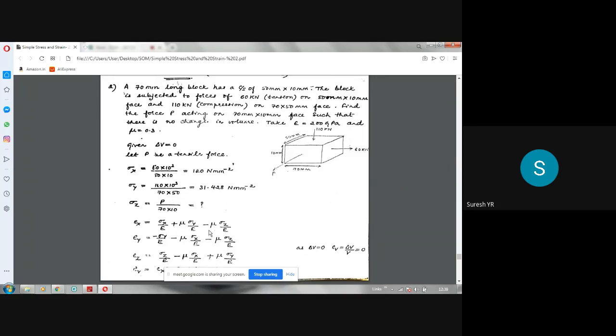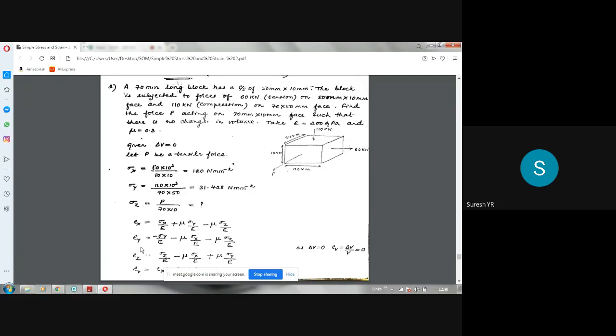Next in z direction we have assumed P as tensile. Therefore a tensile stress will be there in z direction. In the other two directions it will be compressive. That's why I am writing in x direction, minus mu times sigma z by E.